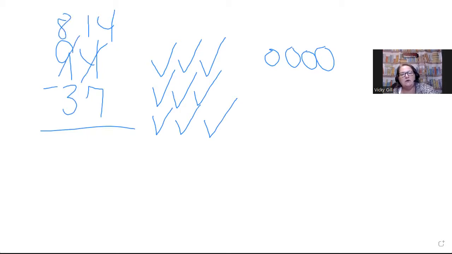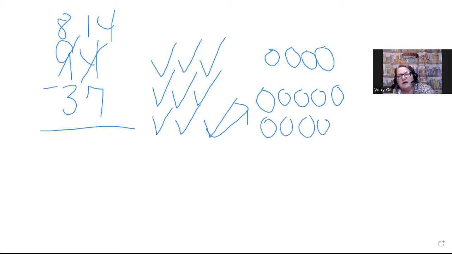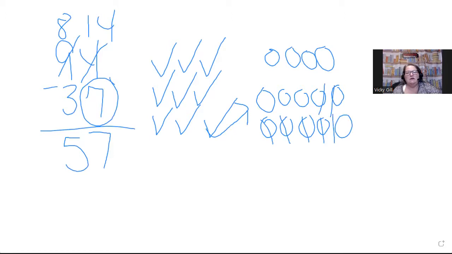So I'm going to move this over here. So add 1, 2, 3, 4, 5, 6, 7, 8, 9, 10. And so, okay. 14 minus 7 is 7. 57, since I subtracted 7: 1, 2, 3, 4, 5, 6, 7. There you go.